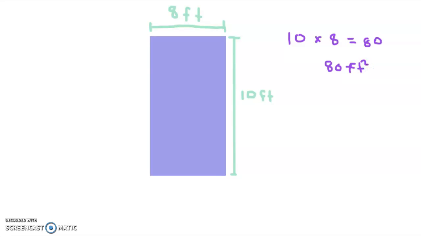squared worth of carpet. So in conclusion, perimeter is measuring the distance around a 2D shape, and area is measuring the space inside a 2D shape.